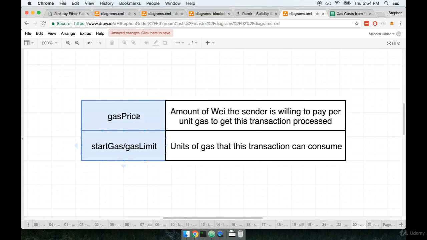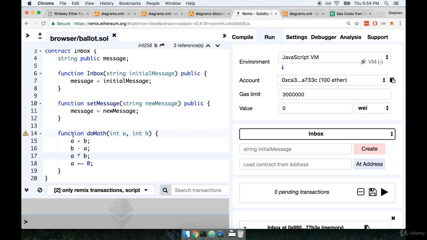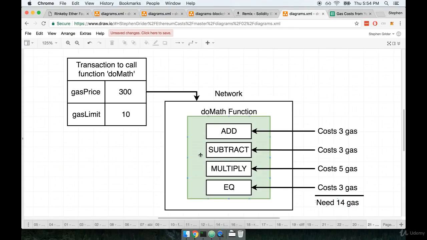All right, so with these two properties in mind, let's imagine that we issue a transaction to run the doMath function. So let's imagine what would happen. Let's say that we issue a transaction and we provide a gas price of 300. So that means we are willing to spend 300 Wei per every unit of gas. And we are willing to spend at most 10 units of gas. So at most, don't spend more than 10. This is the absolute limit of what we're willing to do. So we would submit this transaction to the network.